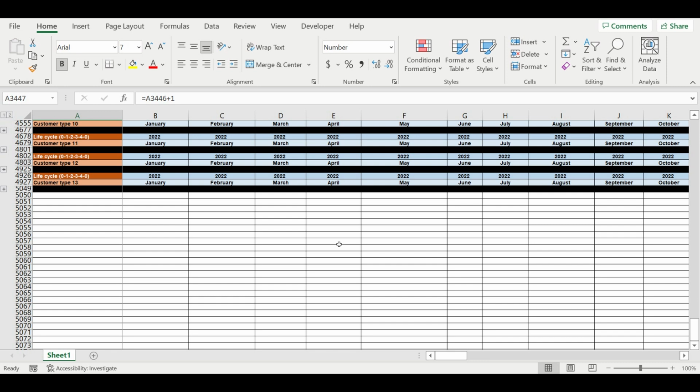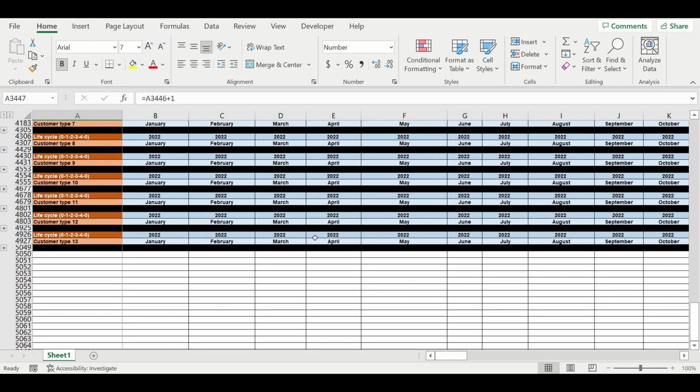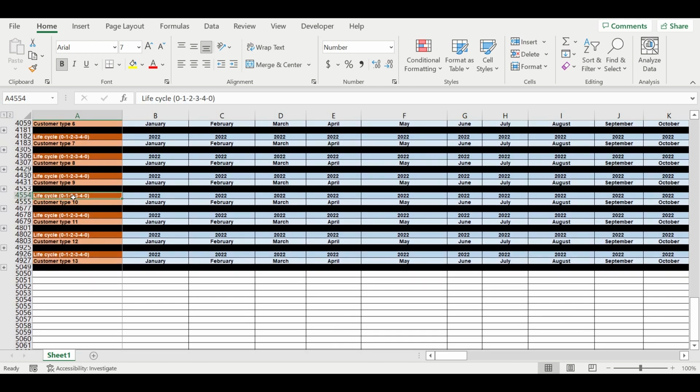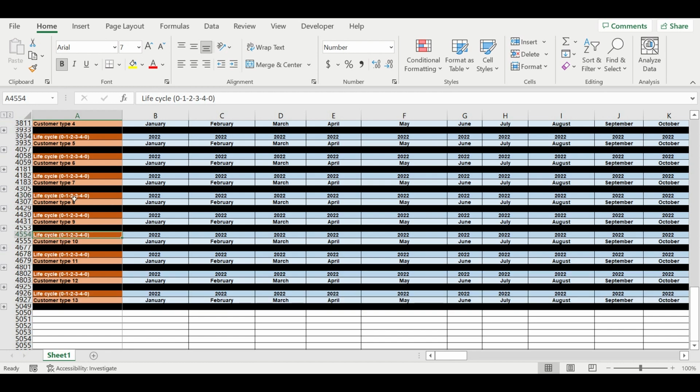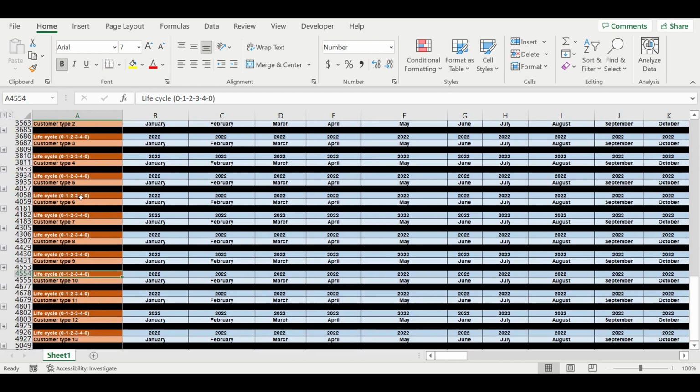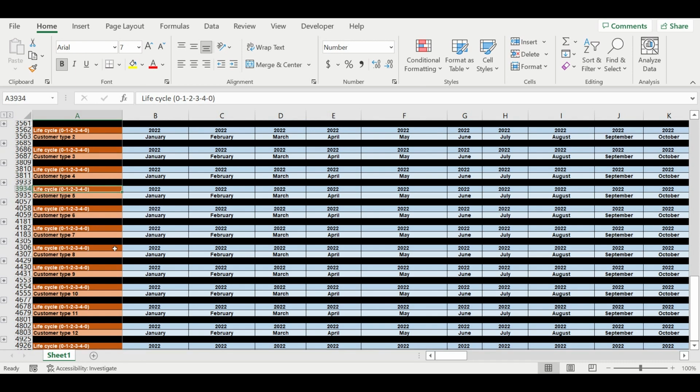Today we'll continue creating a financial model of a subscription business idea, and today we will be working on revenues. So we already created the life cycle of different customer types. So these are the customer types. This is the life cycle for each type of customer.